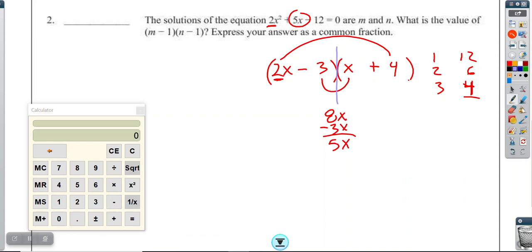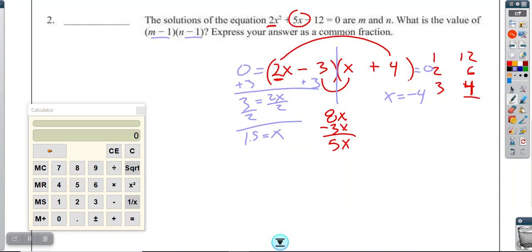To find the solutions, we separate it into 2 problems, set each one equal to 0. In this case, x is going to be equal to negative 4. Over here, we're going to add 3, so we get 3 is equal to 2x, divided by 2, and we get x is equal to 3 over 2, or 1.5. I put 1.5 because we're going to have to deal with this right here. So m and n are 1.5 and negative 4.